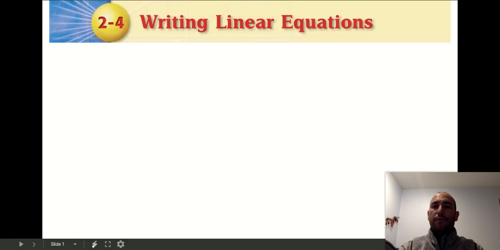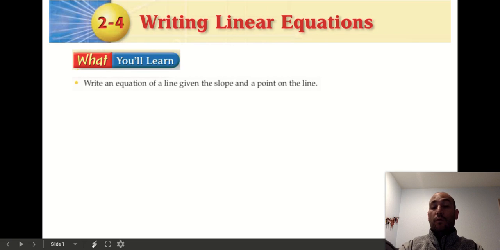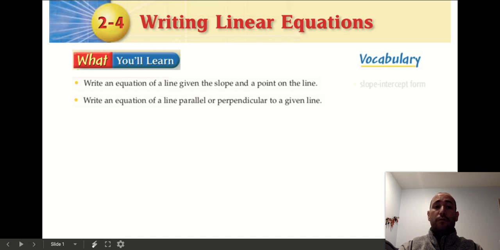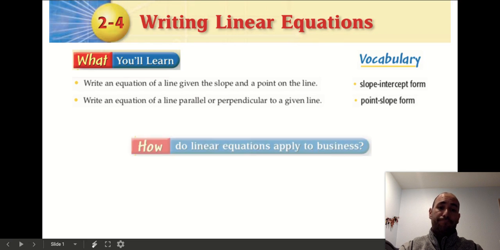Right, today we're covering chapter 2, lesson 4, writing linear equations. So what we're going to cover in this lesson is writing an equation of a line given the slope and the point of a line, and writing an equation of a line parallel or perpendicular to a given line. Some vocabulary is slope-intercept form and point-slope form.